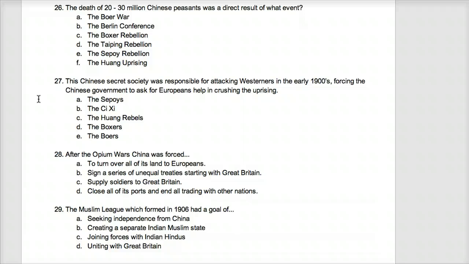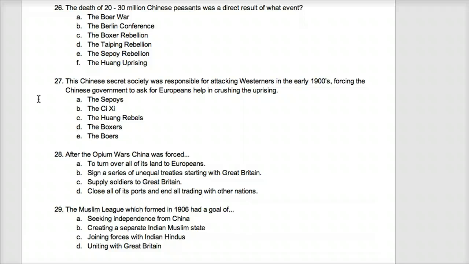28. After the Opium Wars, China was forced to A. turn over all its land to Europeans, B. sign a series of unequal treaties starting with Great Britain, C. supply soldiers to Great Britain, D. close all its ports and end all trading with other nations.